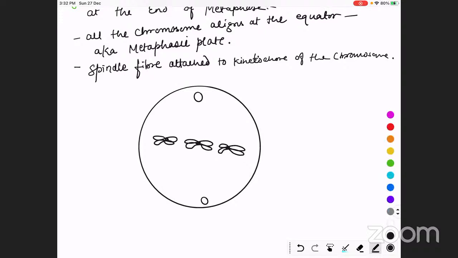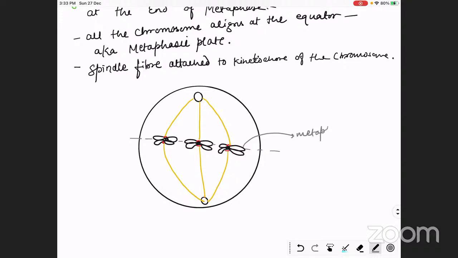Okay, and this chromosome will have the kinetochore over here, and spindle fibers from the centriole will attach to the kinetochore. Again, centriole, kinetochore. You can see all the chromosomes are aligned at the equator. So this is known as the metaphasic plate.